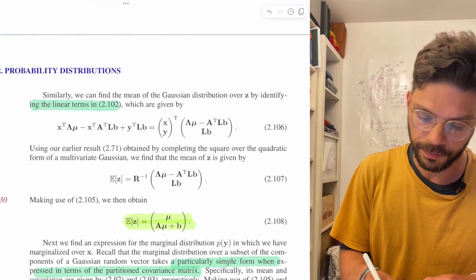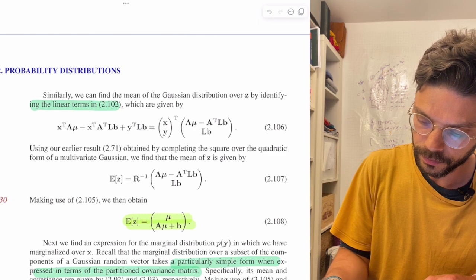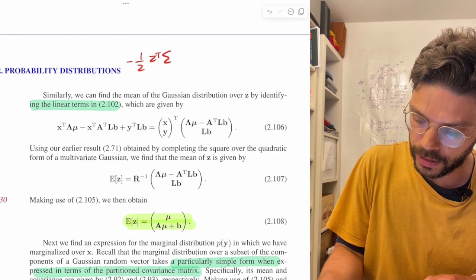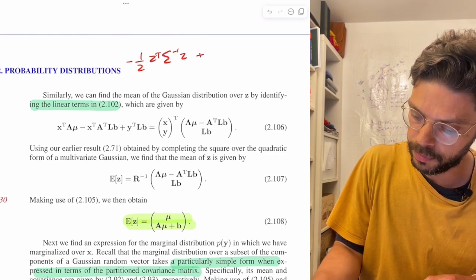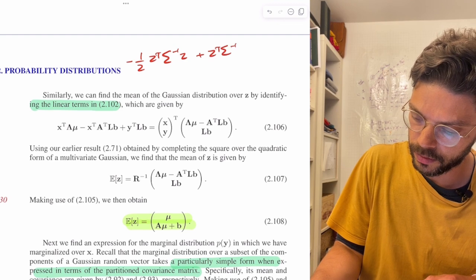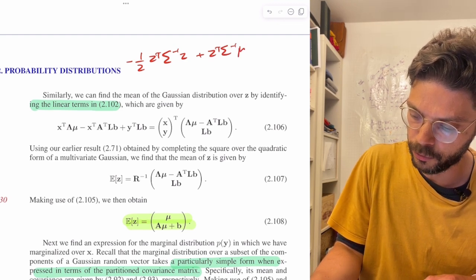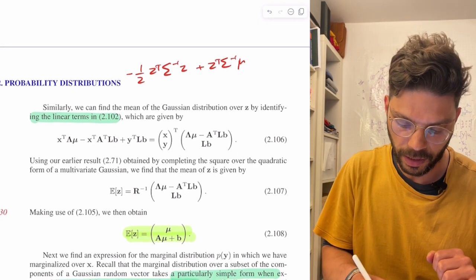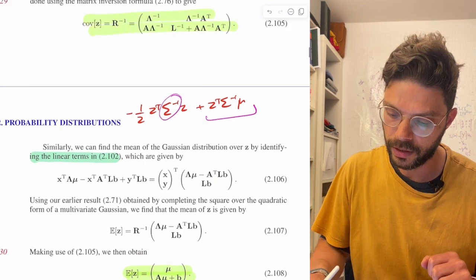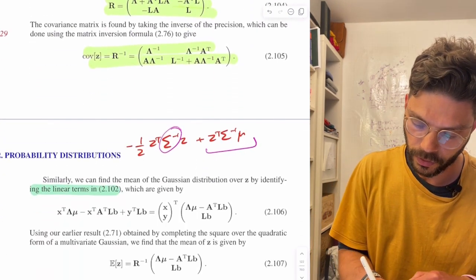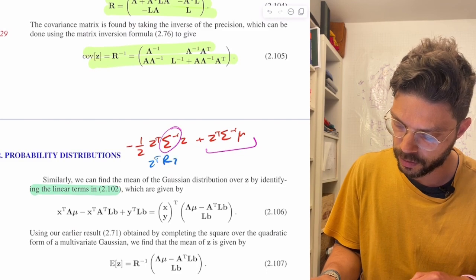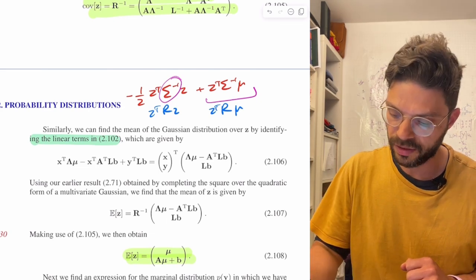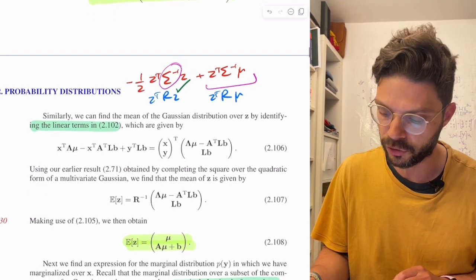So we can find the mean. Remember, going back to completing the square, we found that if we complete the square, you've got z plus z transpose Sigma inverse mu. So what we do now is look at the linear terms. We've already got our R. You can write this as z transpose R z plus z transpose R mu. So we've already used this part to figure out what the precision is, and now we're going to look at the linear terms in z.